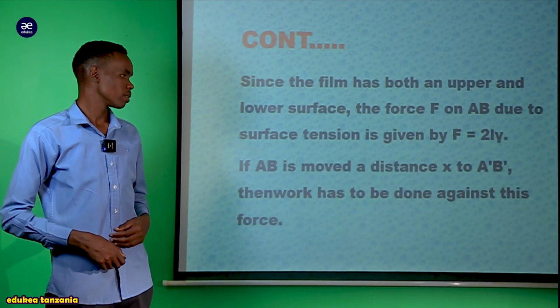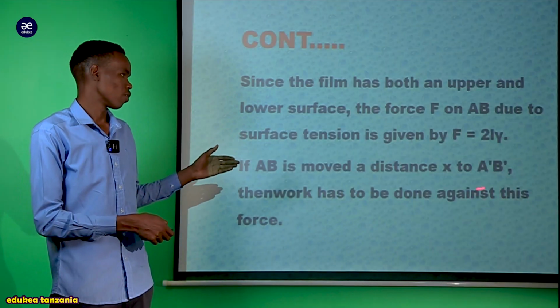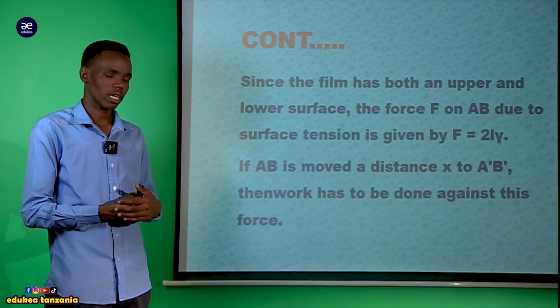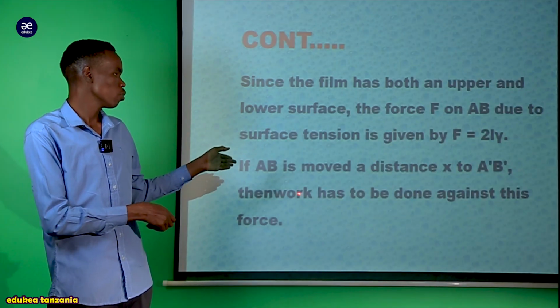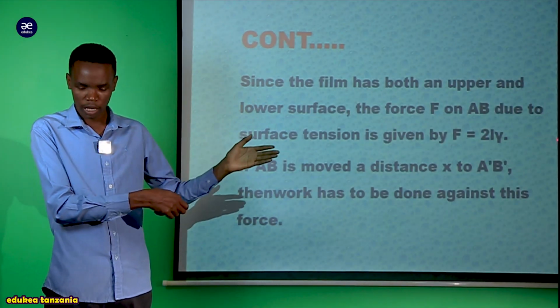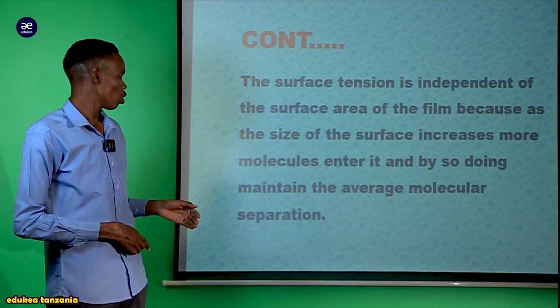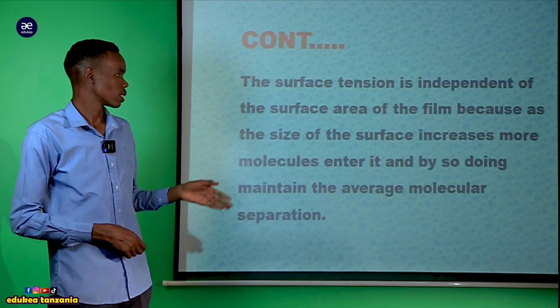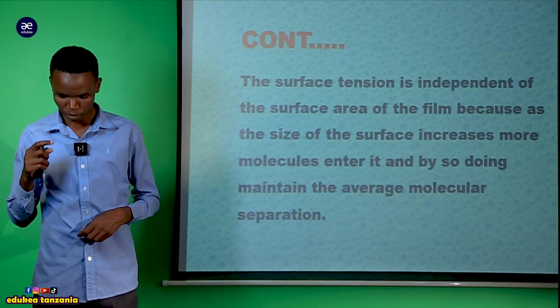If AB is moved a distance x to A dash B dash, then work is done against this force. Now if AB has been moved a distance x to A dash B dash, we should obtain the work against the force, as we are going to see here.